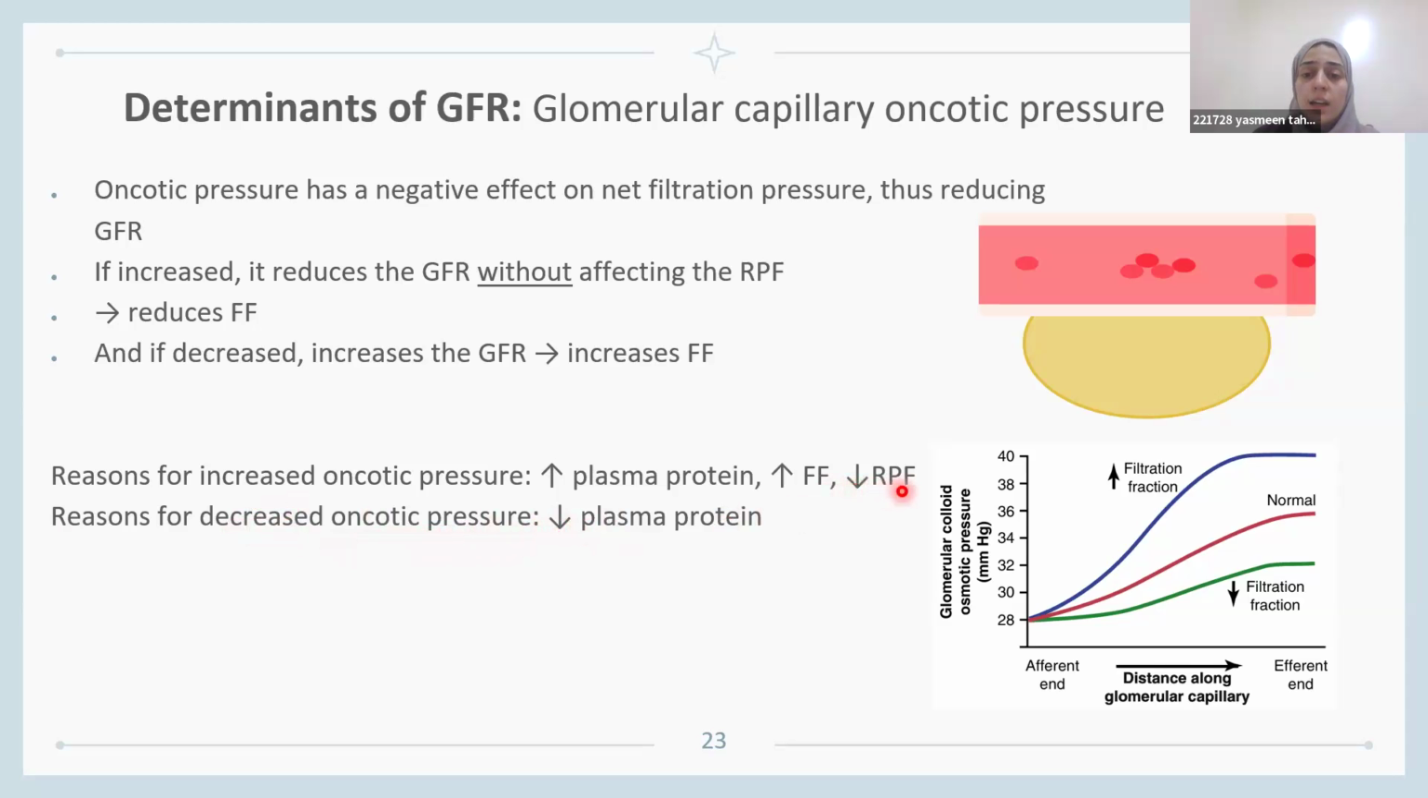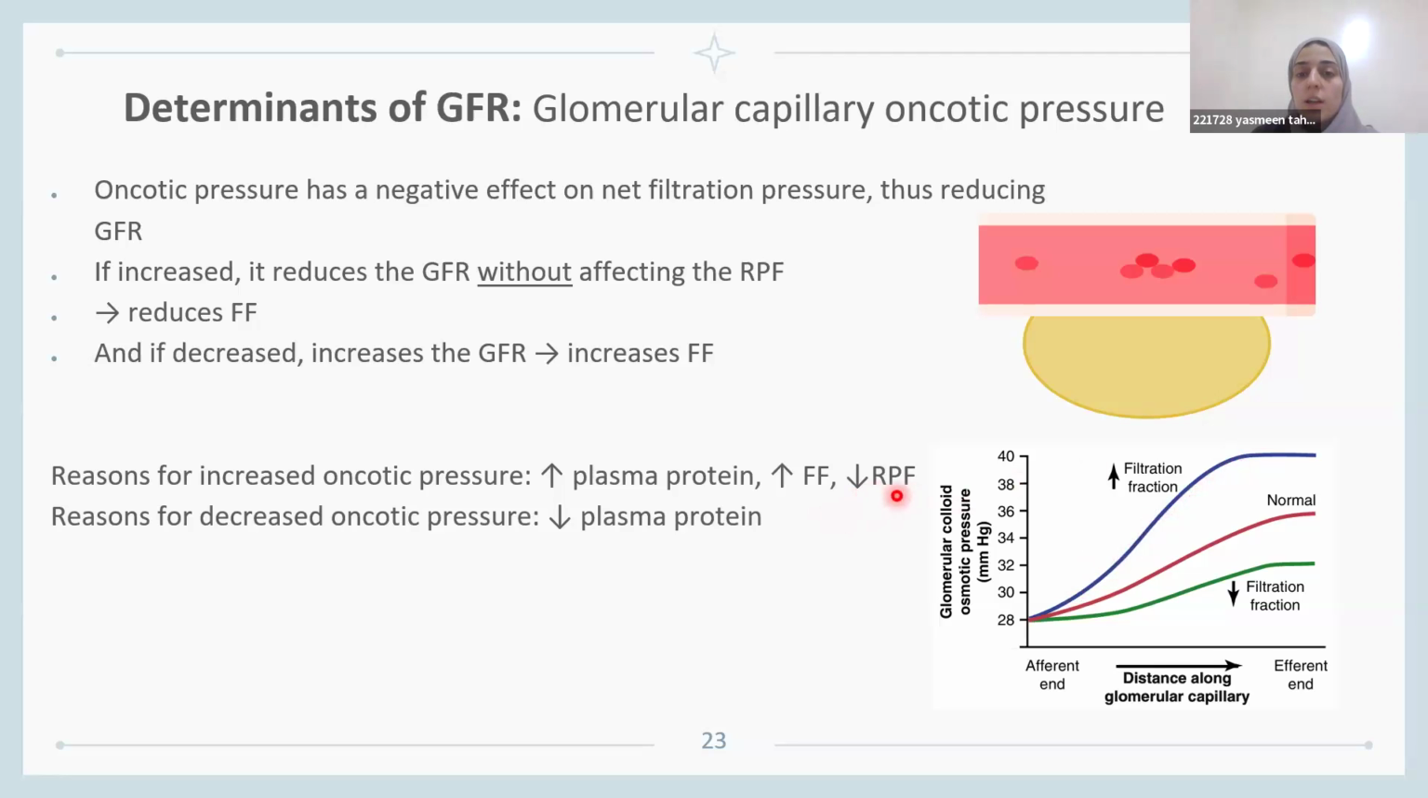Here again, one of the reasons for increased oncotic pressure is lower RBF. I just explained how higher filtration fraction will cause increased oncotic pressure because we are filtering more fluid for the same amount of protein staying in the capillaries. So if we have less renal plasma flow, that will actually increase the filtration fraction. So this is another way that filtration fraction is affecting the oncotic pressure.